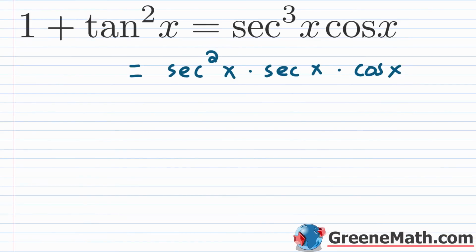Let me write this out so that nobody's lost. So I'm going to put secant squared x again, and then times, for the secant of x, you could write that as 1 over the cosine of x, and then you have your cosine of x there.